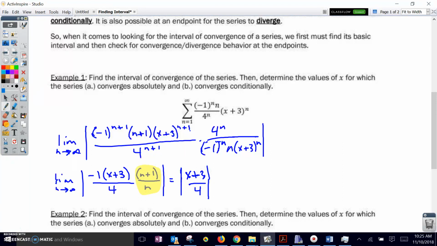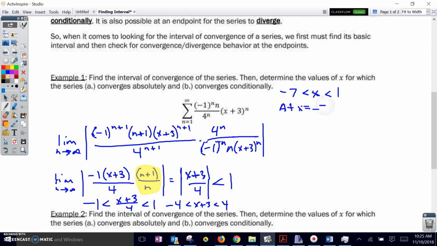Now, in order for this to converge by the ratio test, this has to be less than 1. And so I set up the inequality and I solve this inequality. I've got -4 is less than x plus 3 is less than 4. Subtract 3 from both parts, and I've got -7 is less than x is less than 1. So there's my base interval of convergence. Now, I need to test what happens at the two endpoints. At x equals -7 and at x equals 1.